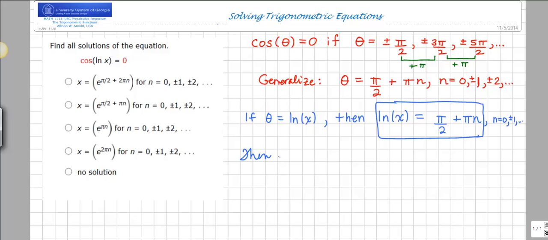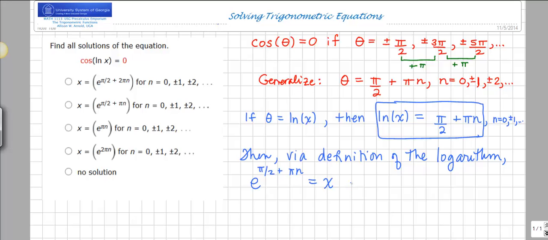Using the definition of the logarithm, we can rewrite this in the following manner. Natural log is base e, so we would rewrite this as e to the number pi over 2 plus pi n equals x. And we've already noted repeatedly that n is our counting mechanism to indicate how often we've added or subtracted pi.